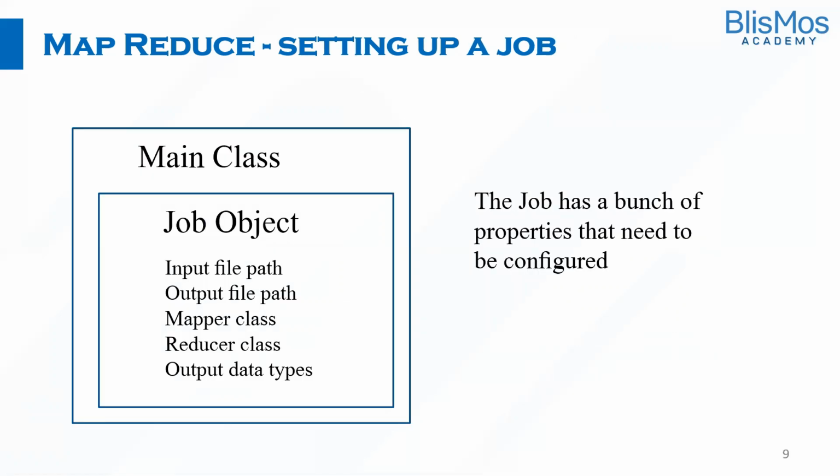This job has a bunch of properties which we need to configure, like the input file path, the output file path, the mapper class, the reducer class, and also the output data types. These are the important parameters or types which need to be set as part of the job object in the main class. That's it. We did discuss how we implement the mapper class, reducer class, and main class to perform any MapReduce operations on any data. Thank you.